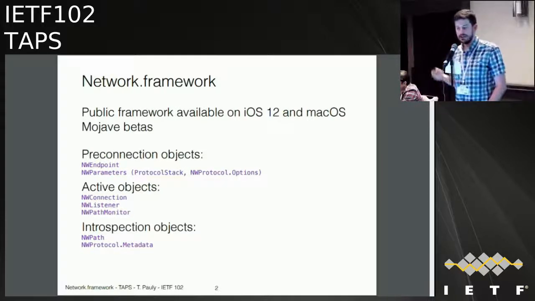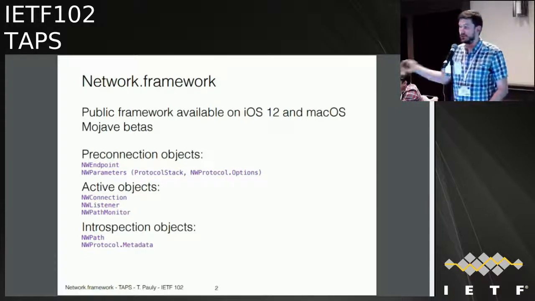We have three currently different active objects: a connection, NW connection, NW listener, and NW path monitor. The connection and listener are pretty much exactly what we have in the TAPS API. The path monitor is this other thing that we have to essentially discover other interfaces and paths without actually connecting over them. This allows you to, if you need to have a different UDP connection or a listener on every single interface that matches a certain criteria, you can do that.